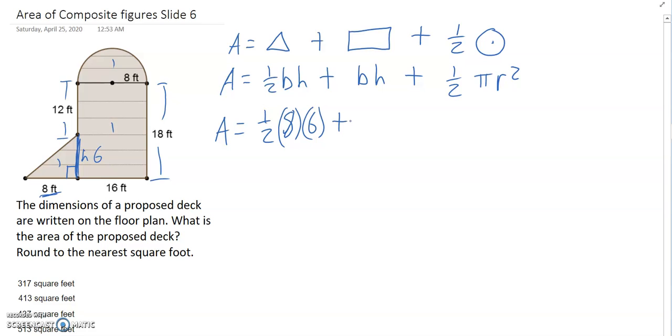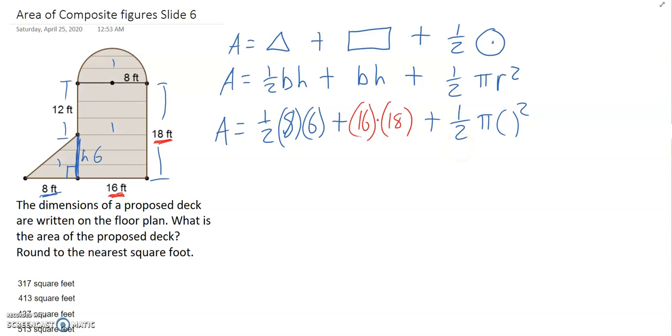What about the base and height of the rectangle? Well, this one should be pretty easy because we have a base and a perpendicular height on the rectangle of 16 and 18. And the last one is the semicircle. We just need the radius of the semicircle, and we're already doing half of it, so we don't have to do anything special there. So the radius of the semicircle is 8. We can plug that in.